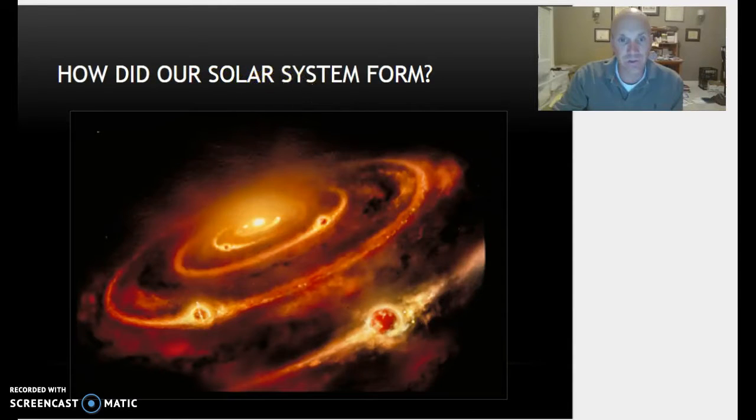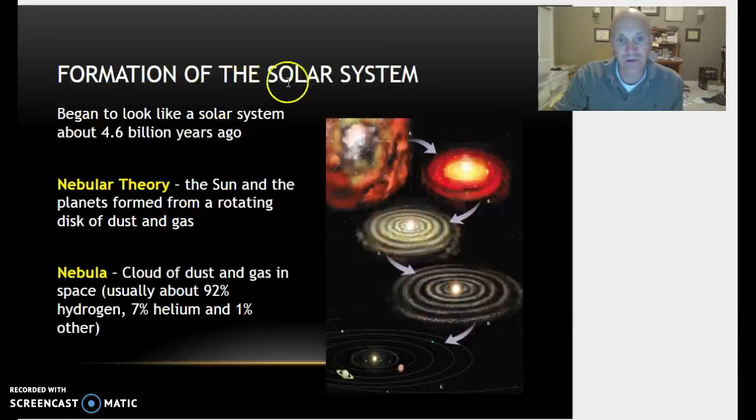How did our solar system form? All right, the theory for how our solar system formed is called the nebular theory. All right, so it's hypothesized that the sun and all the planets formed originally from this very large cloud of gas and dust called a nebula. All right, so the definition for a nebula is right here. And over time, this cloud started to condense on itself. Right, that's what gravity does. It makes things come together.